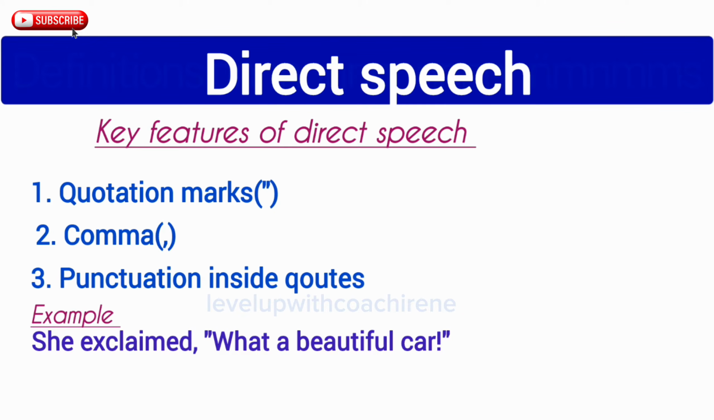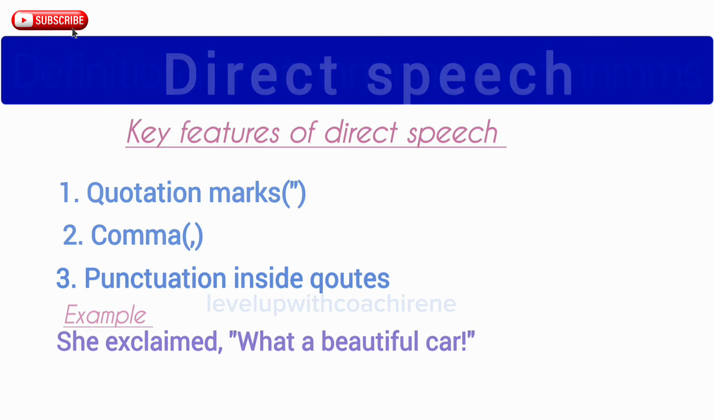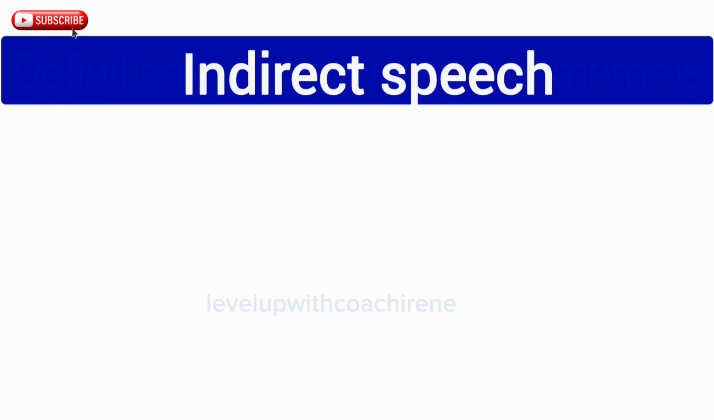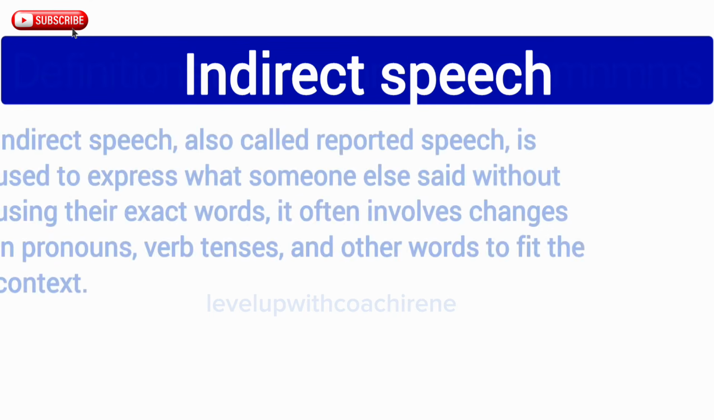Direct speech is said exactly how it was spoken. This is the reason for the quotation marks, implying the exact words of the speaker. When said, you don't add or subtract from what was said. Moving on, let us look at indirect speech.